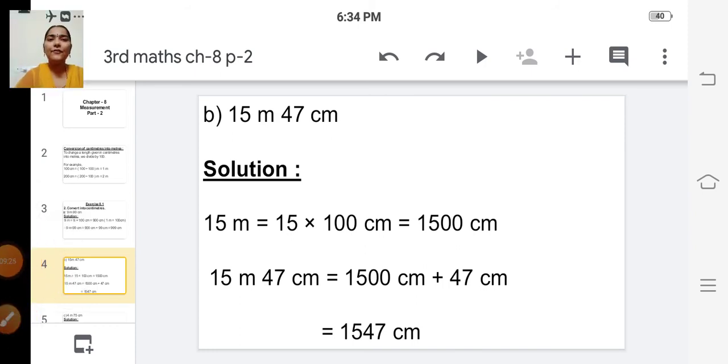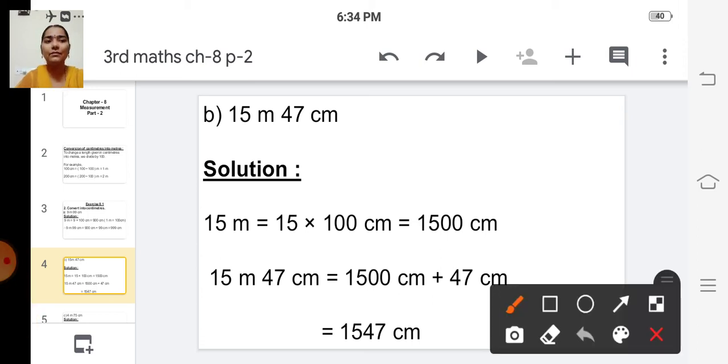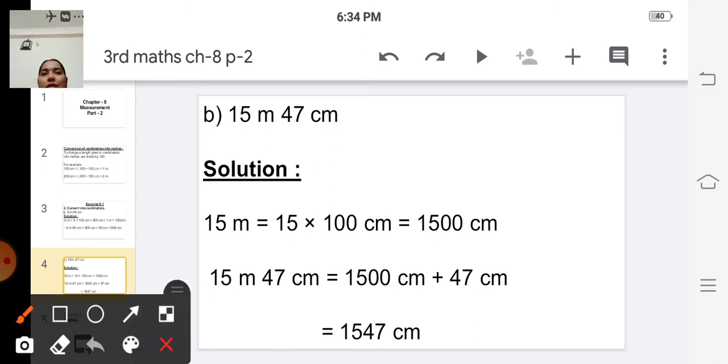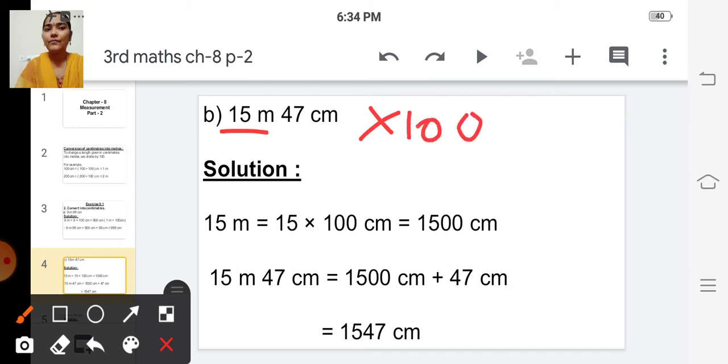B, 15 meter 47 centimeter. So first thing, we have to convert this 15 meter into centimeters. So what do we have to do? We have to multiply this 15 by 100. So 15 meter is equal to 15 into 100 centimeters, and 15 into 100 is equal to 1500 centimeters.